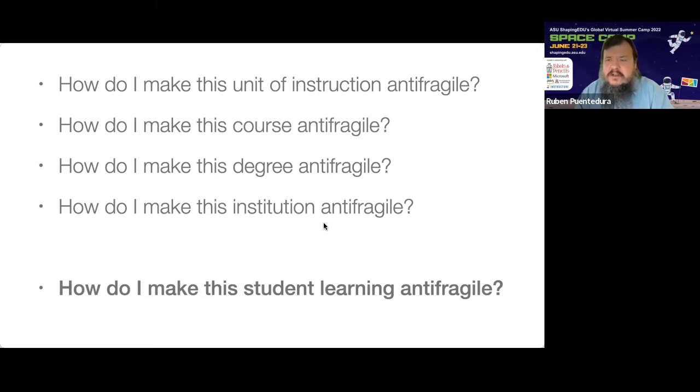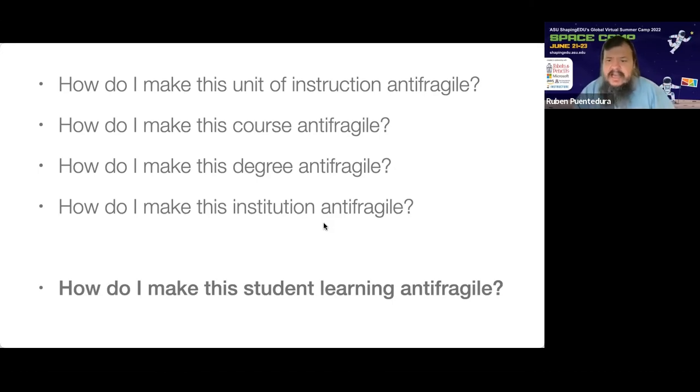How do you make a unit of instruction anti-fragile? How do you make a course anti-fragile, building on units of instruction? How do you make a degree program anti-fragile? And how do you make an institution anti-fragile? All of these are questions that you need to be thinking about in light of Black Swan events.